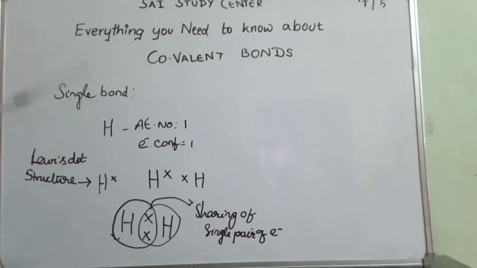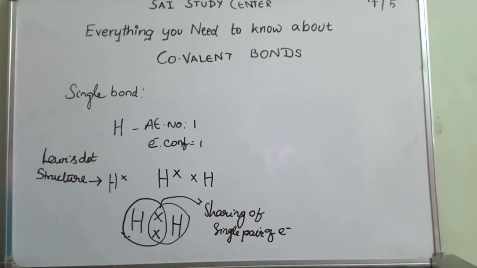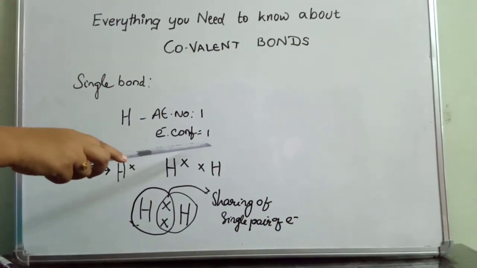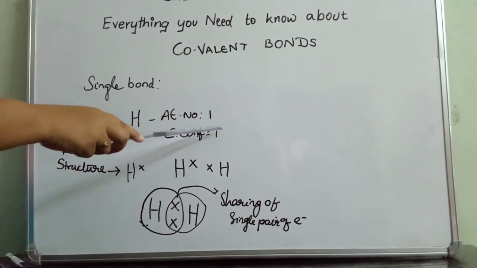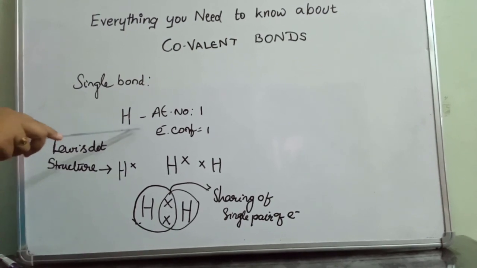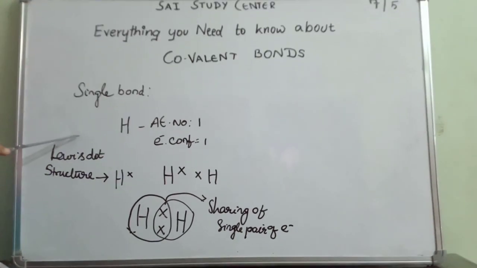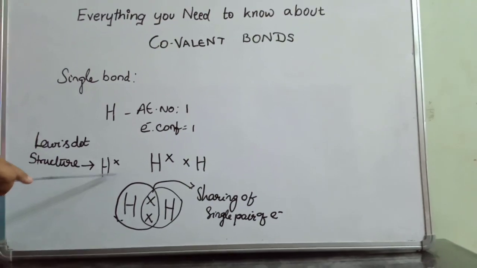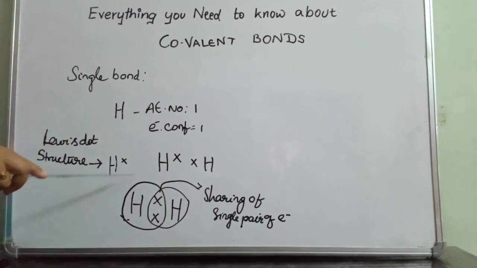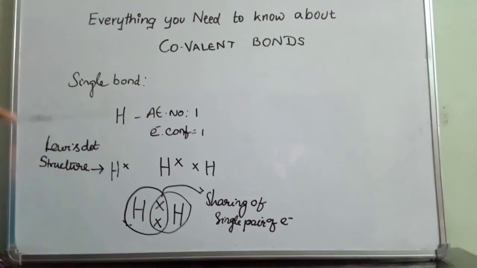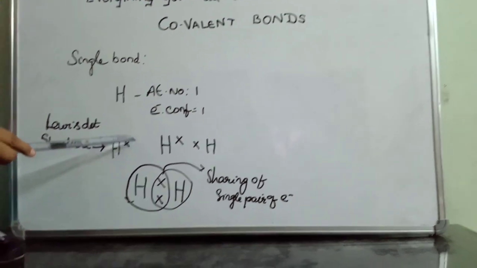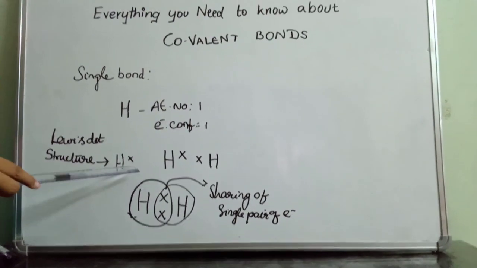For the formation of a single bond we are taking the atom of hydrogen. The atomic number of hydrogen is 1 and the electronic configuration is also 1. It has an incomplete orbital, so H cannot exist in nature alone. When we draw the Lewis dot structure, it gives H with 1 electron. We know the outermost orbit is to be filled in the series of 2, 8 and so on, so here instead of 2, it has an incomplete orbital filling of only 1.